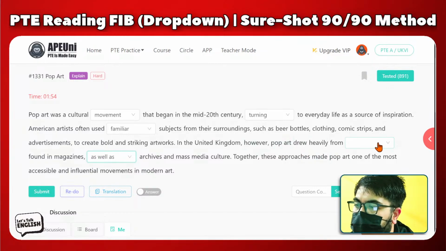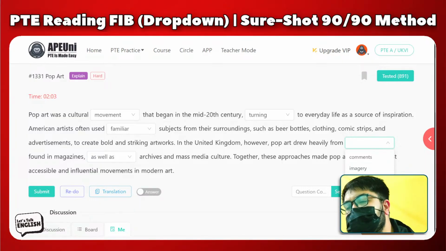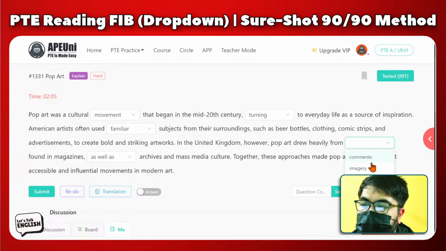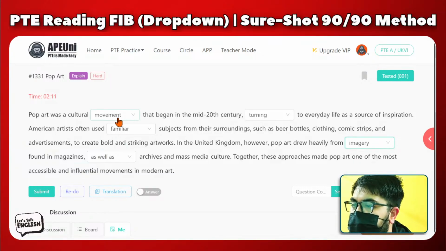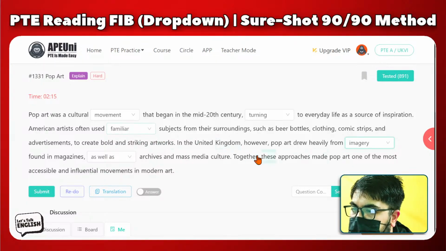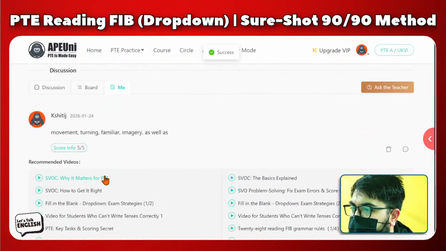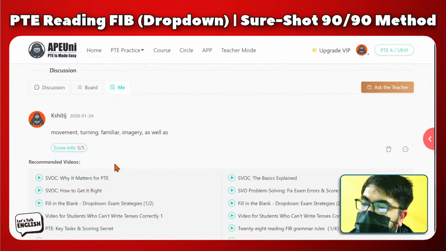Right, heavily from some kind of inspiration. Comments, imagery, articles, titles. Articles are text, titles are headlines, comments, no. Comments are basically on Instagram and Facebook and YouTube. So we will be using imagery as the answer. Let me check. Movement, turning, familiar, imagery, as well as. Right. So this should be right mostly. Yes, we've got all our answers right.